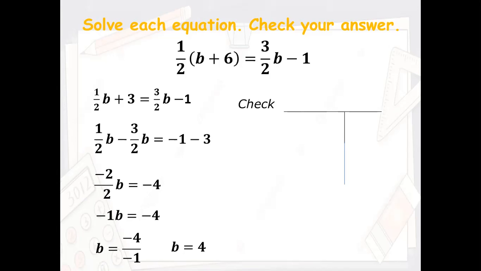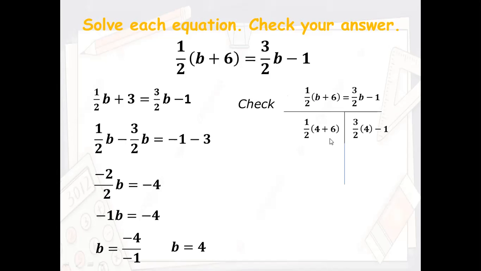Okay, let's check it now. Now you might think checking for this question is difficult. No, it's not. Let's replace b with 4 and check. So here is the equation. So this is going to be half multiplied by 4 plus 6, and half, 3 over 2, multiplied by 4 minus 1. So half of 4 plus 6.